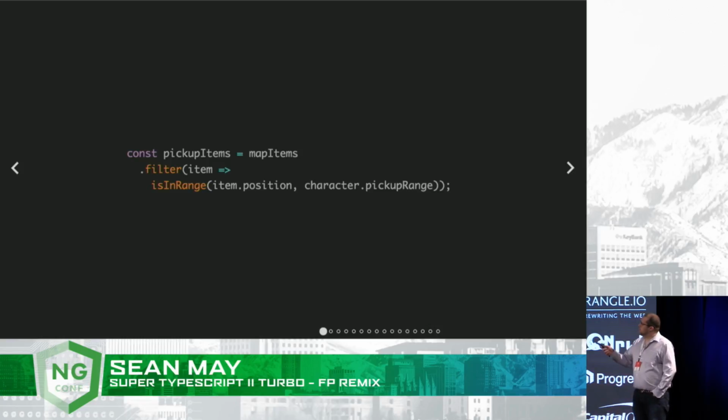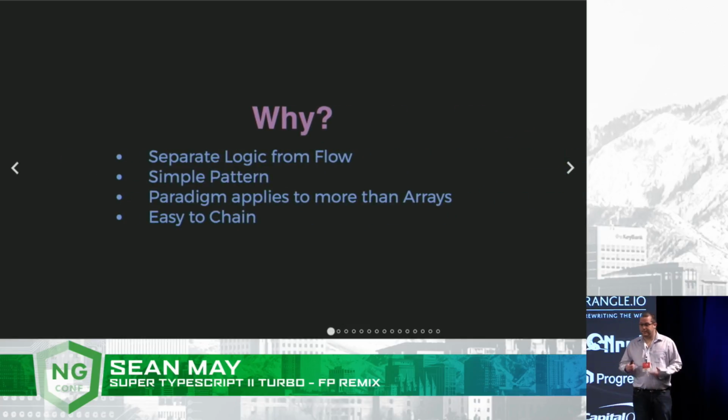Pick up items: I can map items and I can filter where each item is in range based on where it is and where I am. All of the picked up items from that tick are going to be based on that filter predicate passing. Why? Again, I'm separating the logic from the flow.